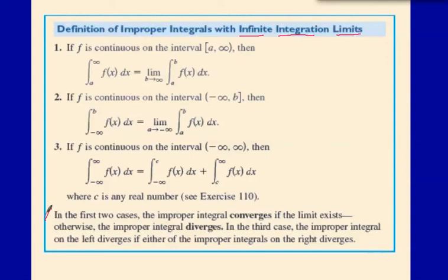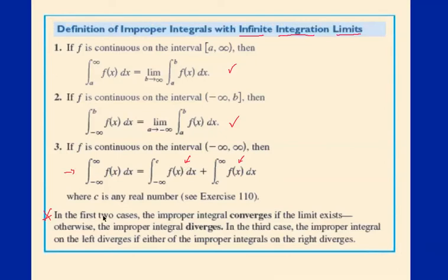Notice it says that in the first two cases, the improper integral converges if the limit exists. So if we find a limit here, we find that the function converges, we can actually evaluate the definite integral. If not, then the improper integral diverges and just becomes infinitely large or small. If we look at the third case, the improper integral on the left diverges if either one of these limits diverges. But if they both converge, then your improper integral converges. Let's do a few examples now.